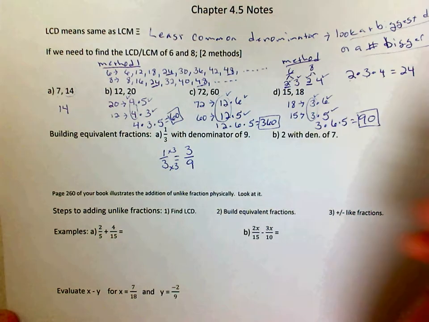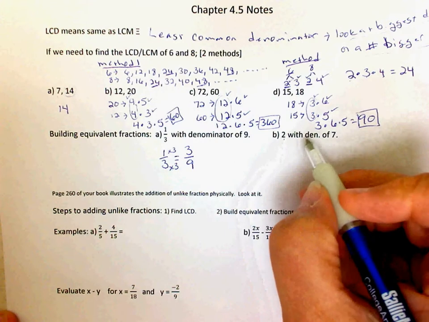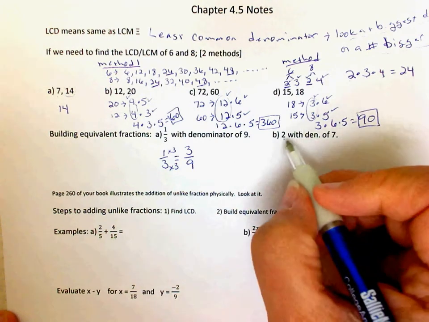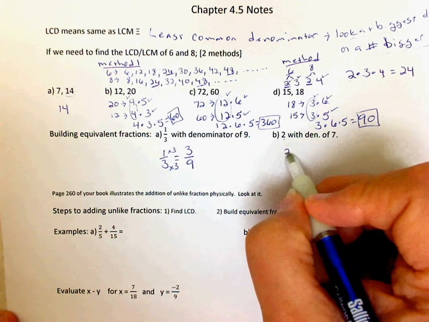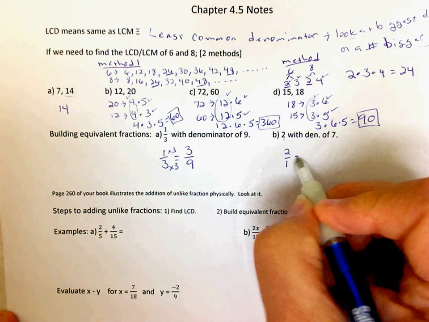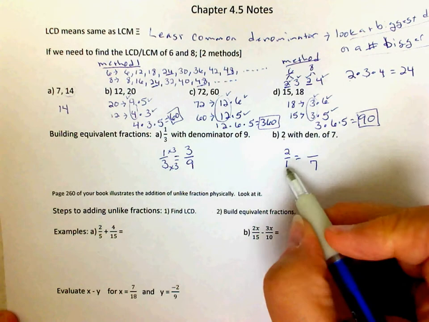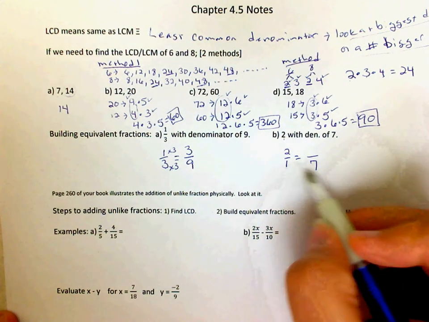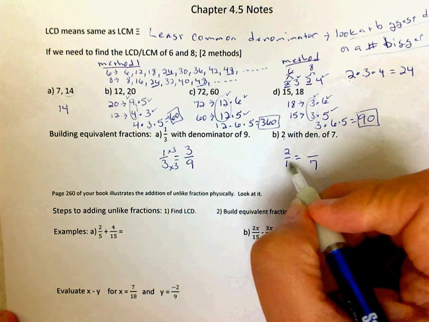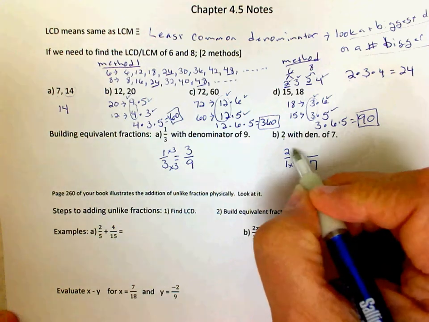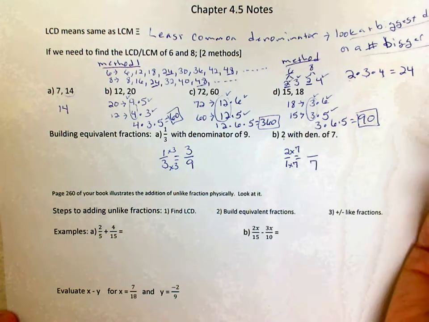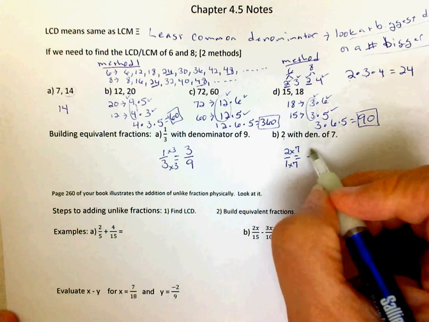Now, the fraction 2, notice I called it a fraction because the whole number is a fraction over 1, with the denominator of 7. Well, 1 times what gets me 7? Yeah, 7. So I multiply the top by 7. So 2 times 7 gives us 14 on the top.